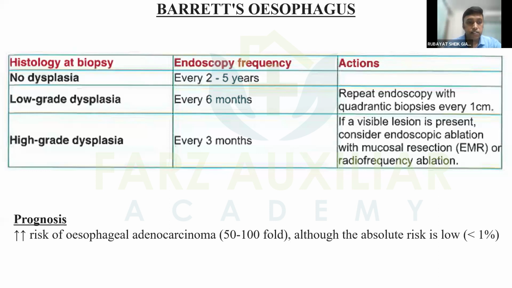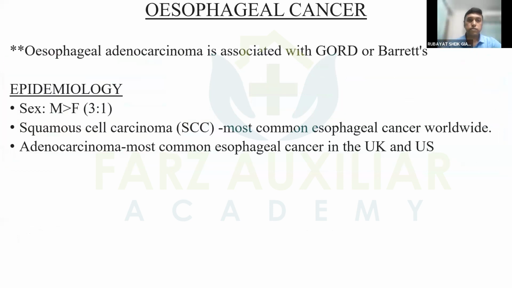And remember, Barrett's esophagus is a pre-malignant condition and it predisposes to esophageal cancer. As we'll see subsequently, esophageal cancer, two types, squamous cell carcinoma and adenocarcinoma. Barrett's esophagus is a risk for esophageal adenocarcinoma, not squamous cell carcinoma. This is also a question that may be asked in the exam. So that's about Barrett's esophagus.